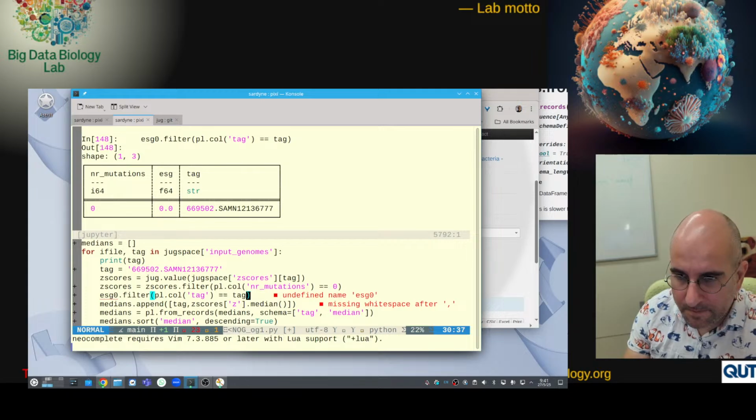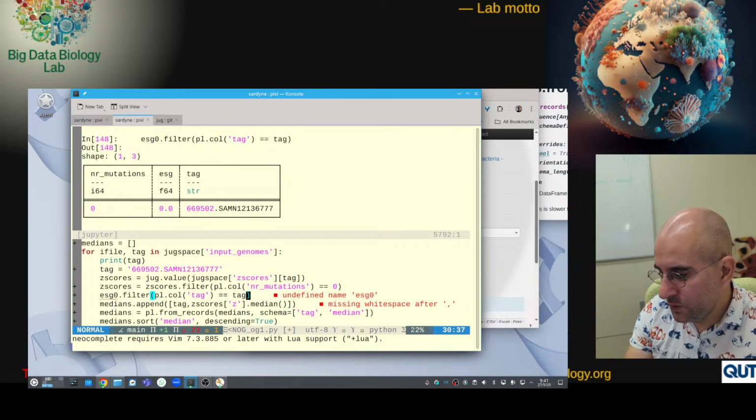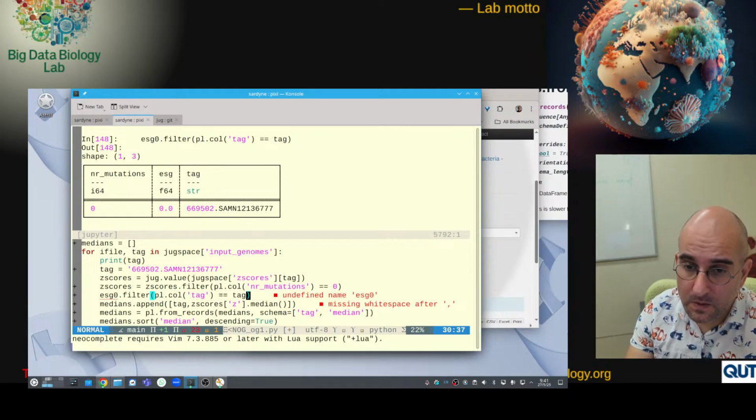So the other idea is to find orthologous groups that are very, very stable.